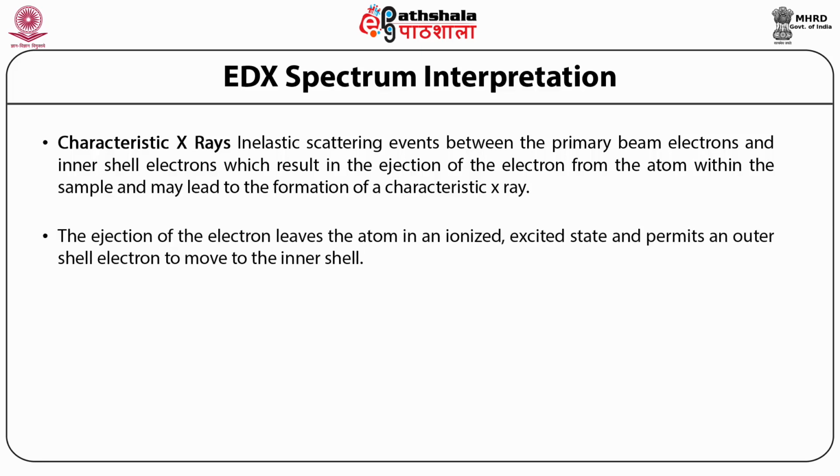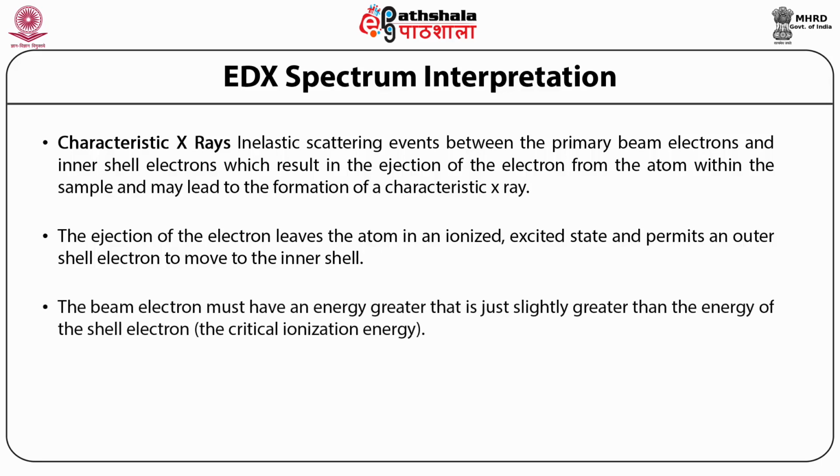Because the energy levels of the various shells are related to the number of charges in the nucleus, the energy of the emitted X-rays is characteristic of the element. The beam electron must have an energy that is just slightly greater than the energy of the shell electron. This is called the critical ionization energy.